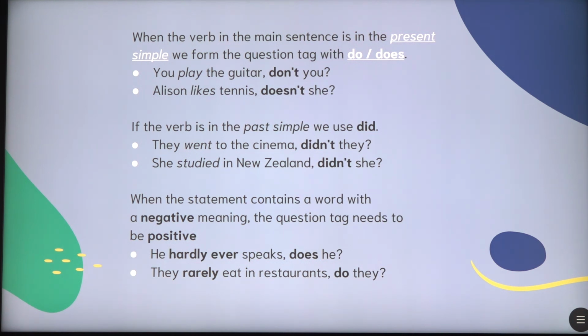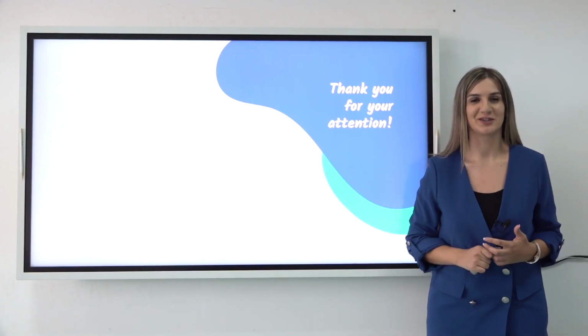When the negative statement, for example, is followed by expressions like hardly or rarely, then the question tag needs to be positive. As in the example, he hardly ever speaks, does he? They rarely eat in restaurants, do they? And so on. I would recommend that you follow other examples of question tags so that you can understand them better. Thank you for your time and thank you for your attention.